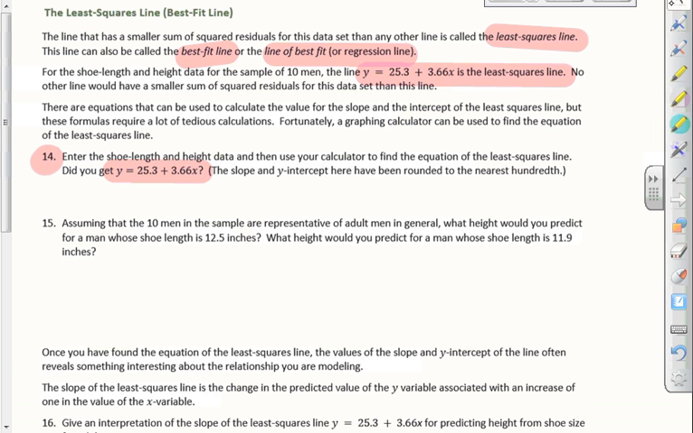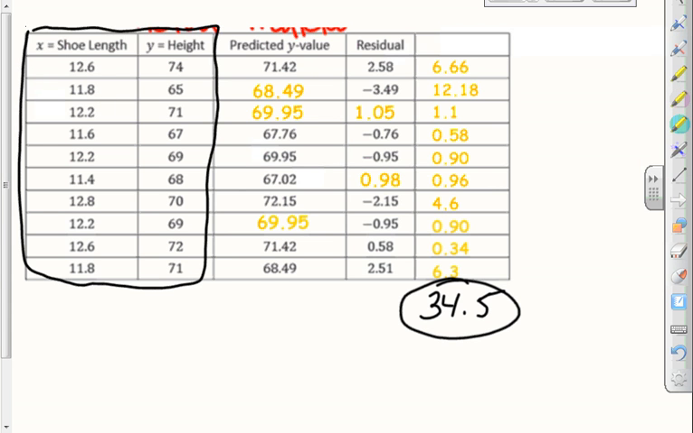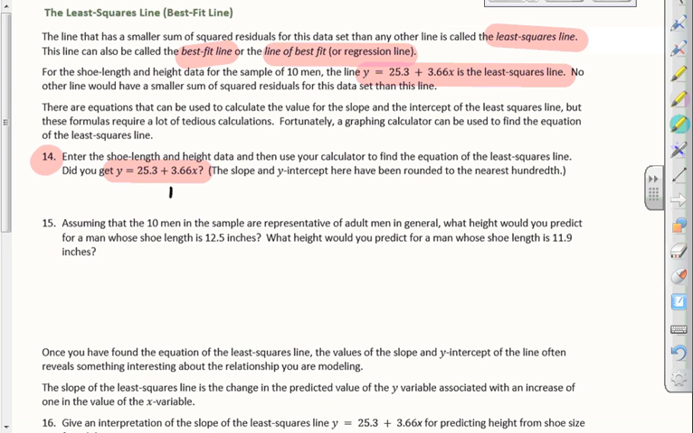So you would go back to your original problem here. You would enter this data here in your list. I would pause the video at this point, enter these in, list 1, list 2, and do your linear regression, and verify that you're getting this equation here, which again is the least squares line. Okay, pause the video and do that.